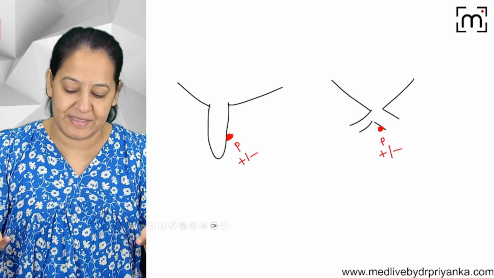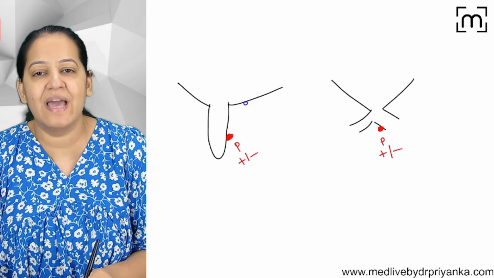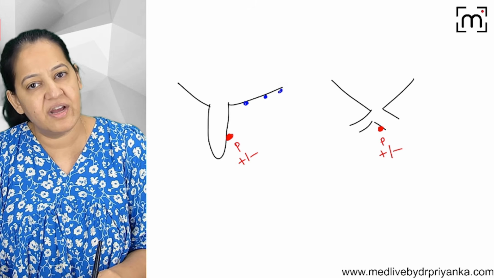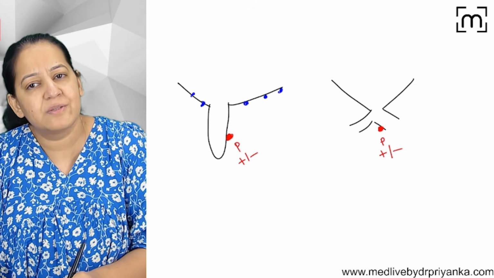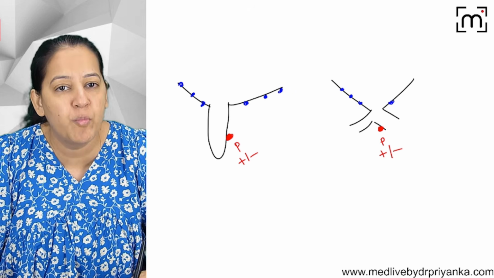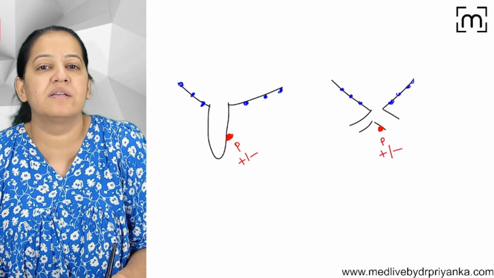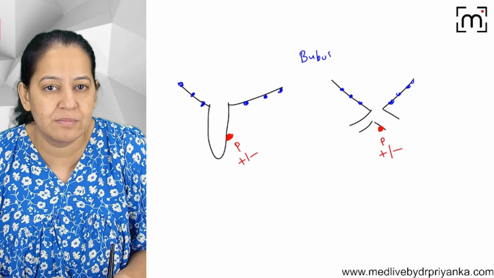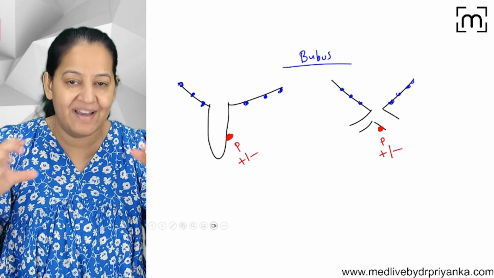Pain is present or absent. The second thing we have to see is the inguinal lymphadenopathy. Whenever there is a genital ulcer, most of the time it is associated with inguinal lymphadenopathy. The enlarged lymph node here is known as bubo. Bubo is inguinal lymphadenopathy, the enlarged lymph node.